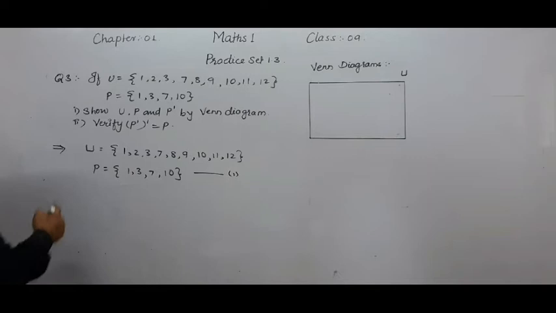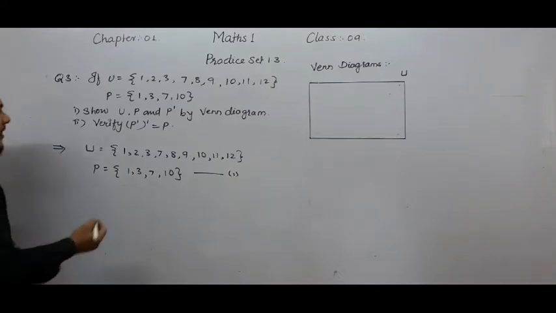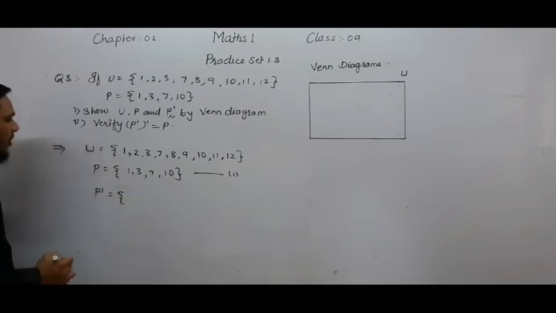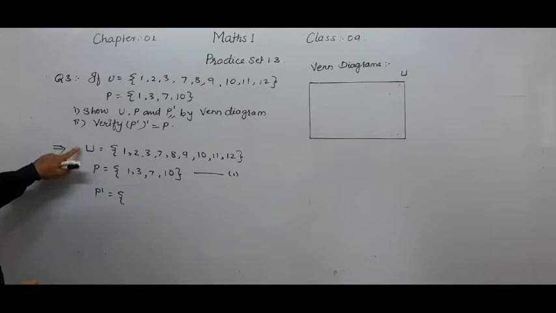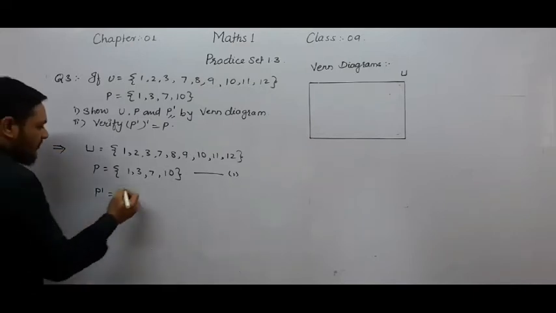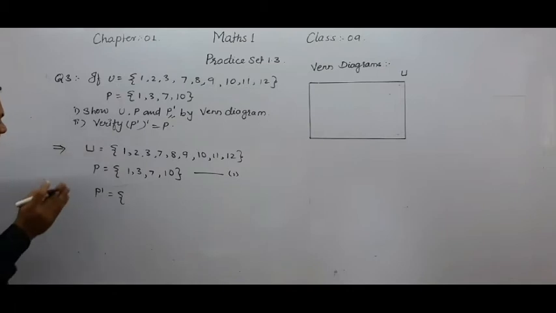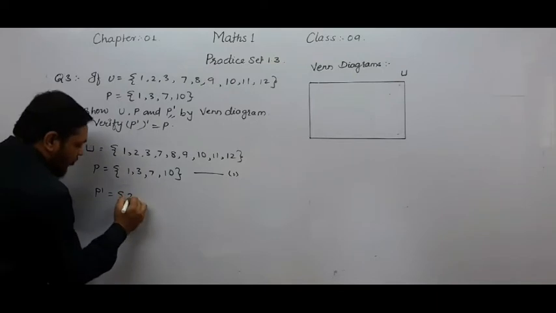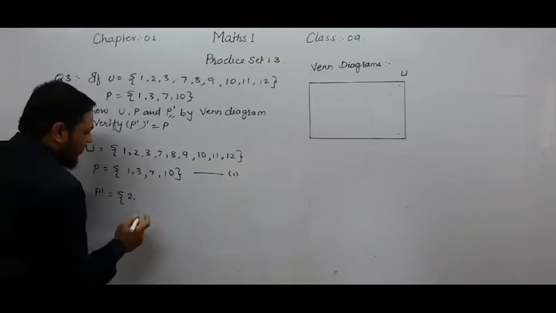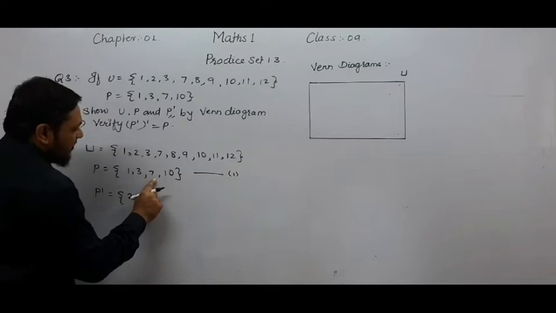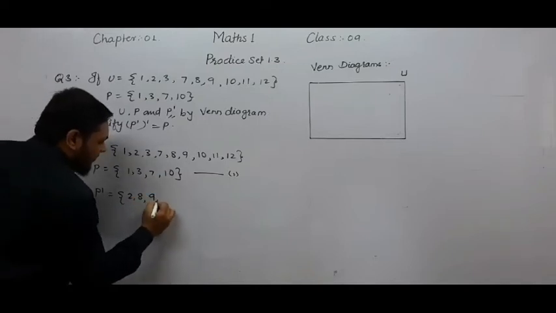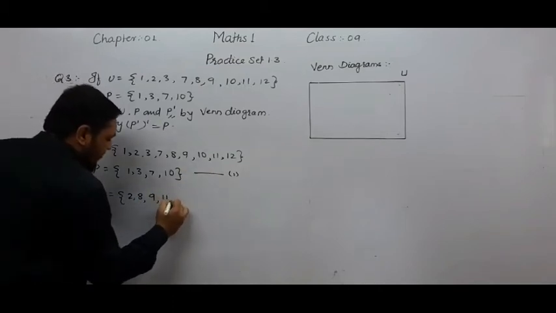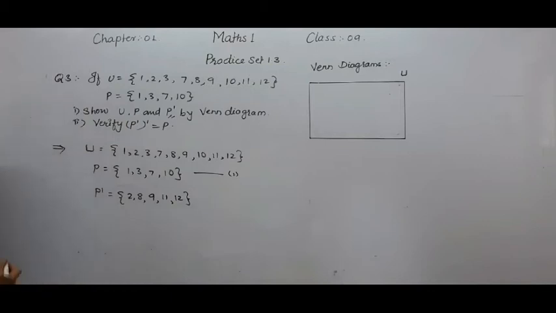Now before representing this set by using the Venn diagram, we have to find the complement of P. So complement of P, or P complement, contains all the elements from the universal set which are not in set P. So we will take the elements which are not in set P from the universal set. Here 1 is there in set P, so we will take 2. After that 3 is already there, that's why we will skip 3 and 7. Then we will take 8, 9. Now 10 is there in set P, that is why we will not take that. And after that we will take 11 and 12. So this is nothing but the complement of P.